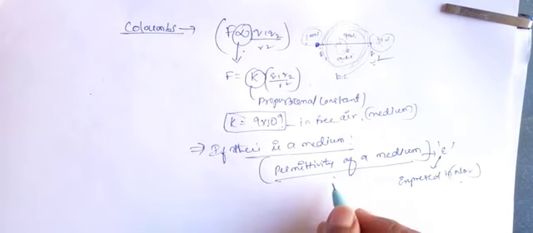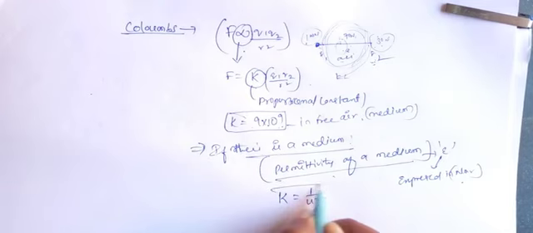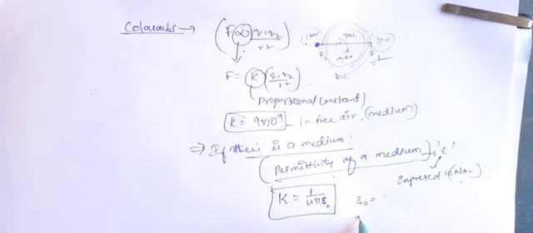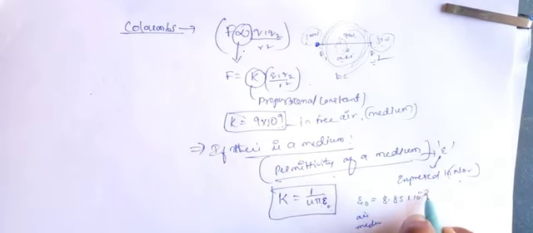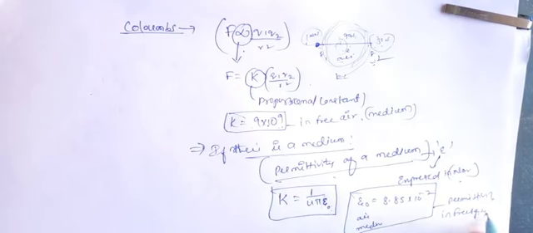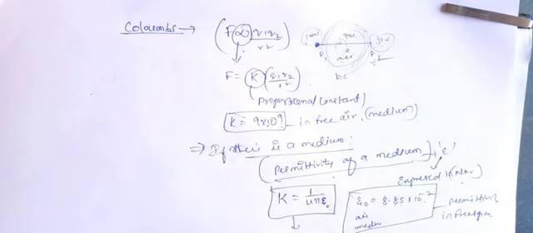Here the proportionality constant k is equal to 1 by 4 pi epsilon. If it is an air medium, this is epsilon naught; if it is another medium, it is epsilon. For the air medium, epsilon naught is 8.85 into 10 power minus 12. This is the permittivity of free space. With permittivity of free space 8.85 into 10 power minus 12, k is equal to 9 into 10 power 9.